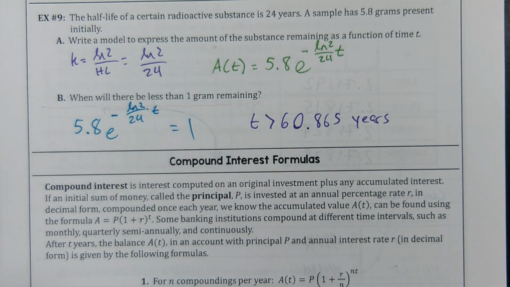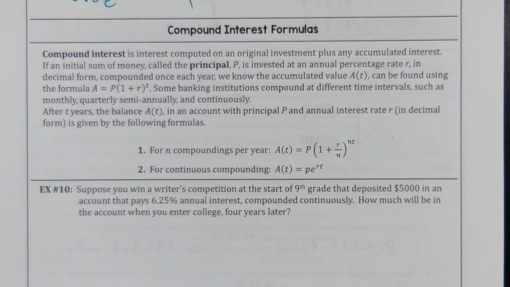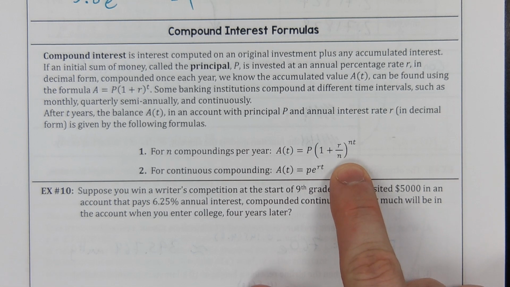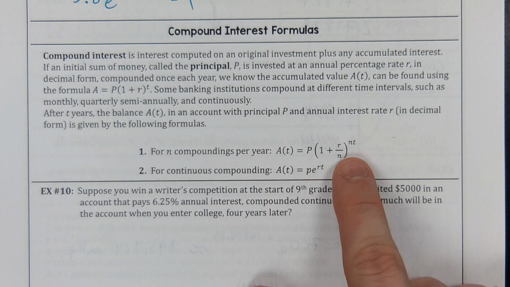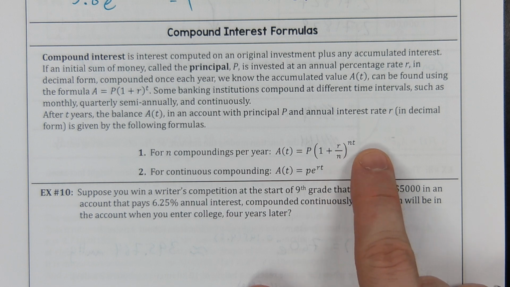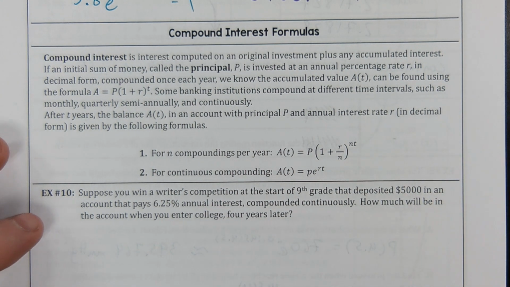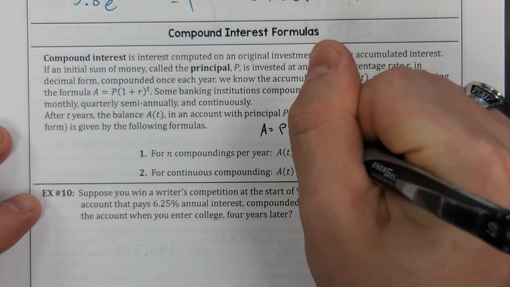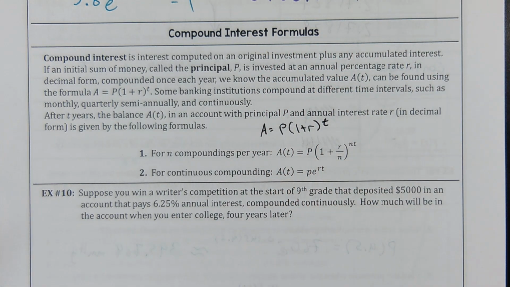Now, I already mentioned compound interest today, but here it is again. You should have already seen this formula before in Algebra 2. This is compound interest, where n is the number of times per year it compounds. What does the formula equal if it only compounds once per year? If n is 1, you get this. It should look familiar. It's the exponential growth formula.